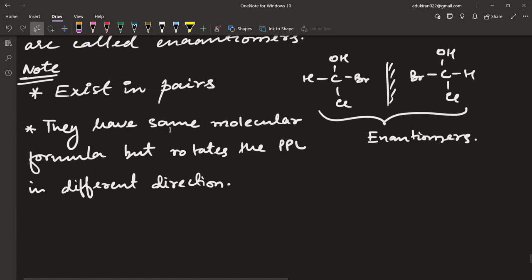To usme se ek D hoga, dusra L hoga. जो क्लॉकवाइज कर रहा है D, एंटी क्लॉकवाइज विल बी L.